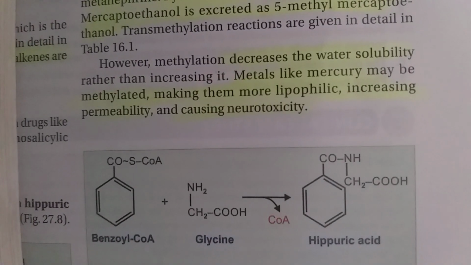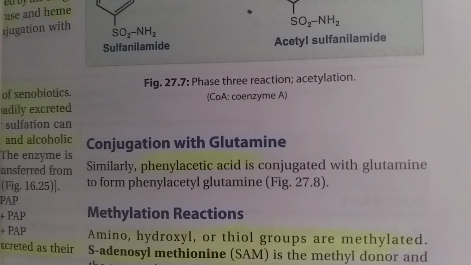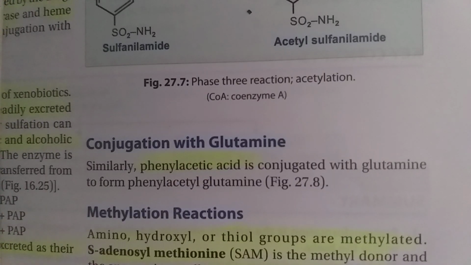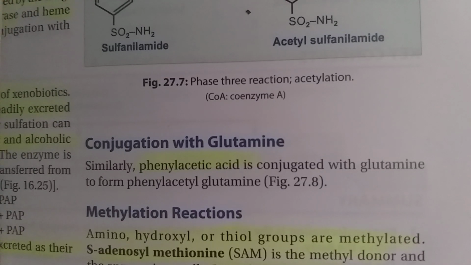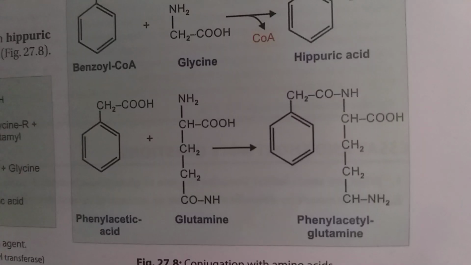Here you can see the conversion of benzoyl CoA by reaction with glycine to form hippuric acid, which is excreted through the urine. Now conjugation with glutamine. So phenylacetic acid is conjugated with glutamine to form phenylacetyl glutamine. Here you can see the detoxifying reaction.